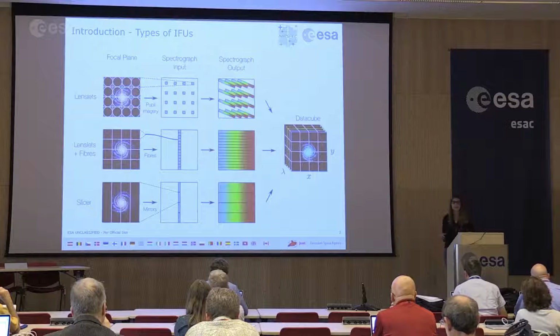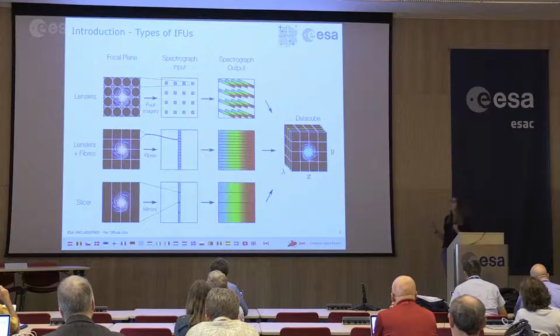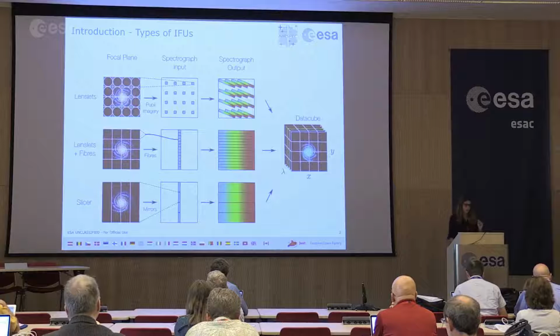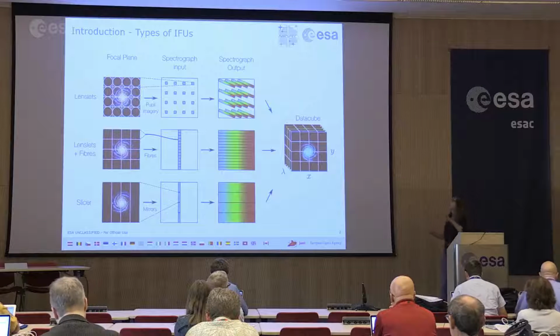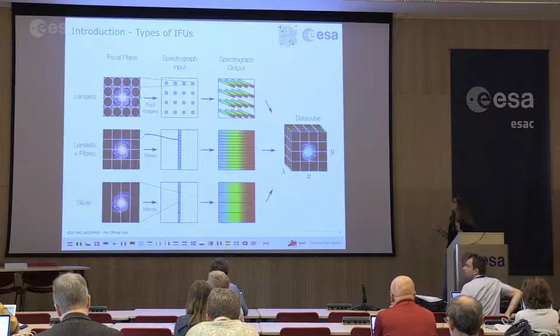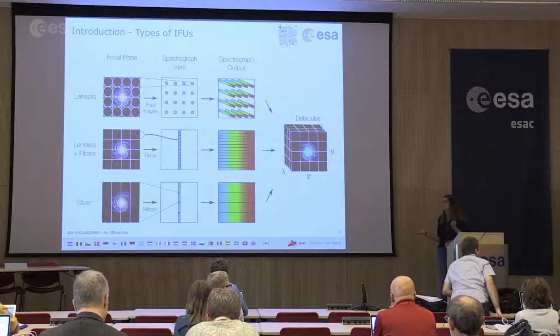There are several ways of making an IFU. You can just put basically the lenslets right in the focal plane and disperse them where they are. So this is the first one. And the next one is using fibers. That's done by telescopes at the VLT, for example.